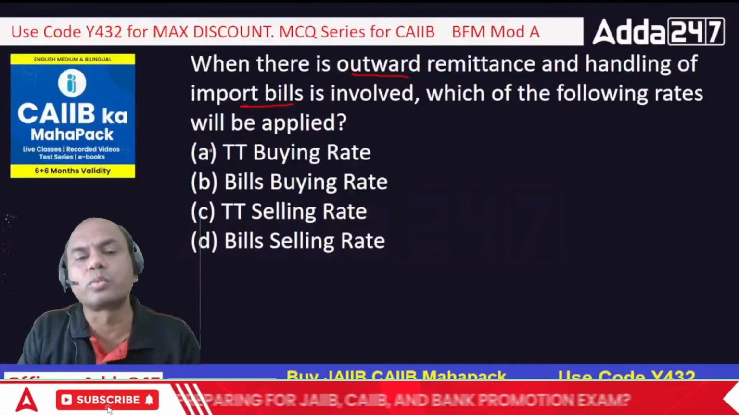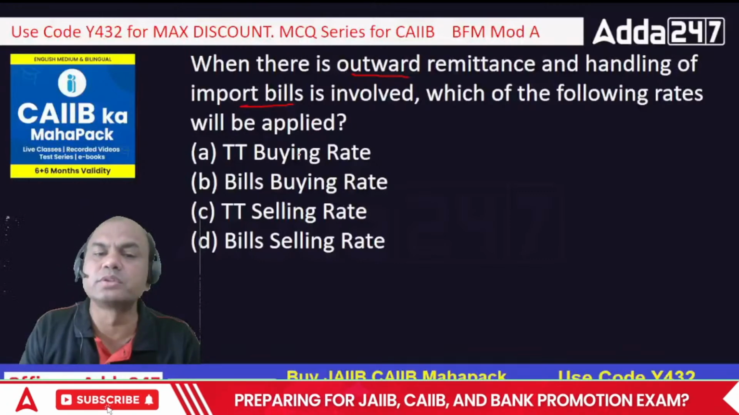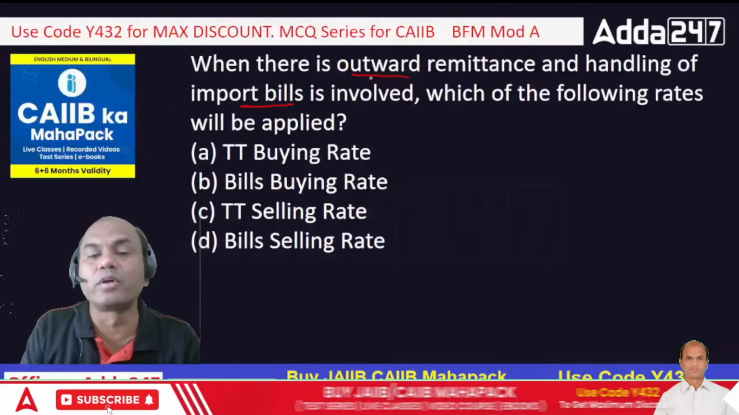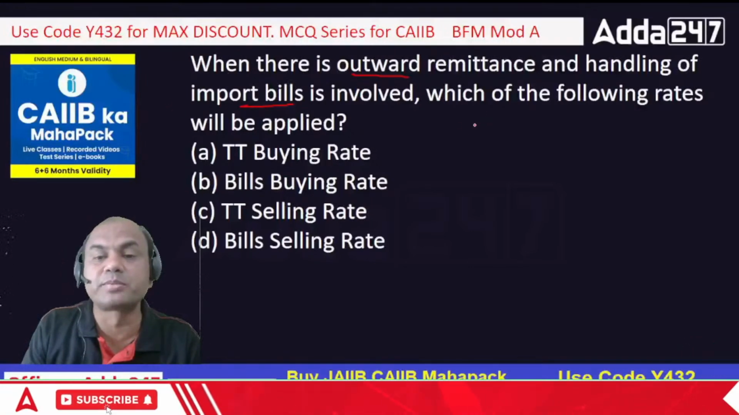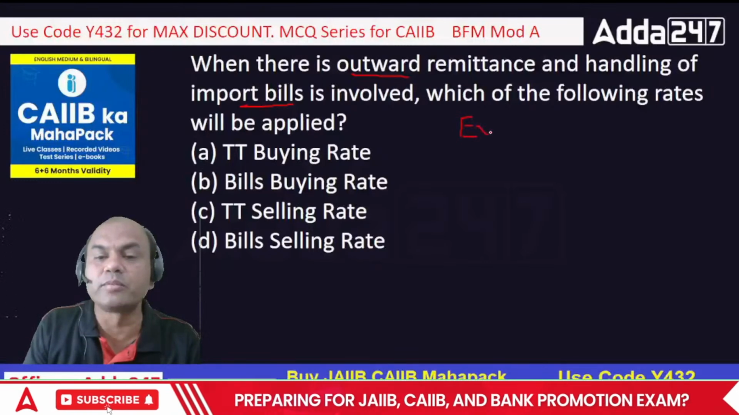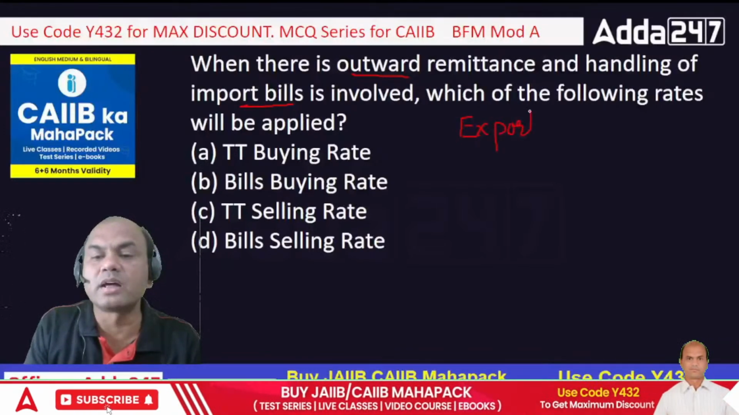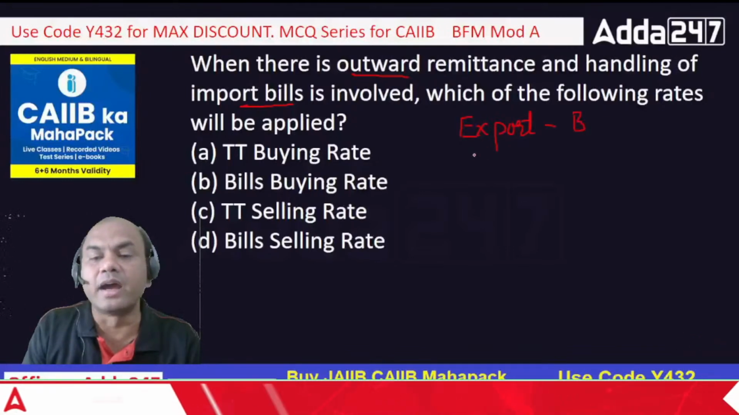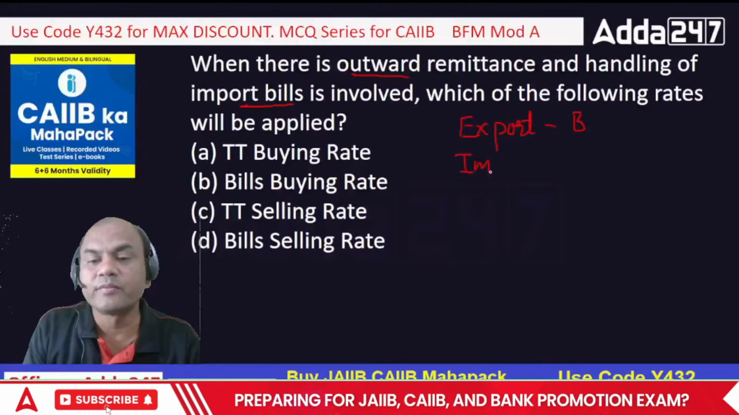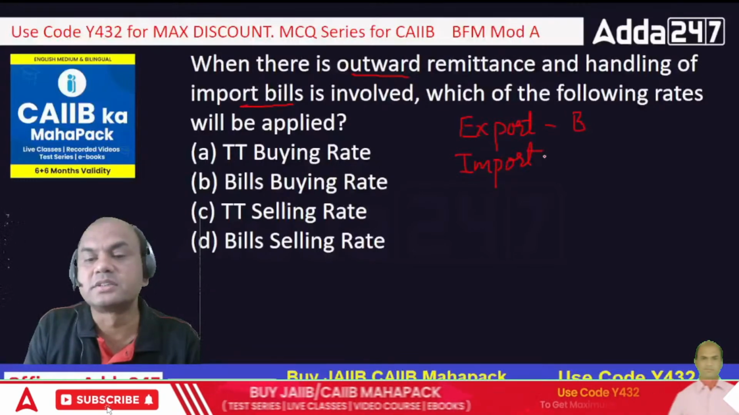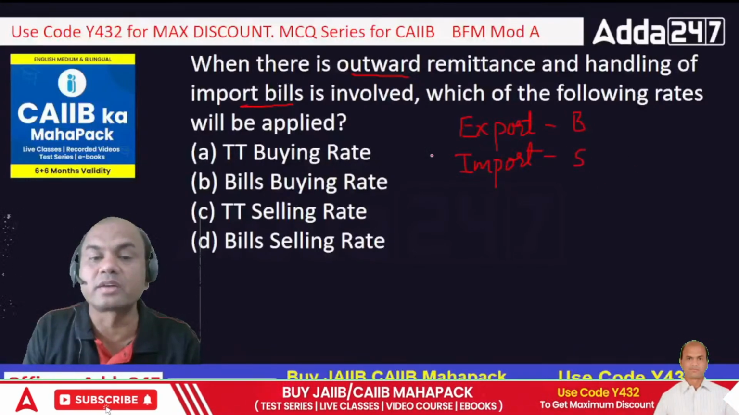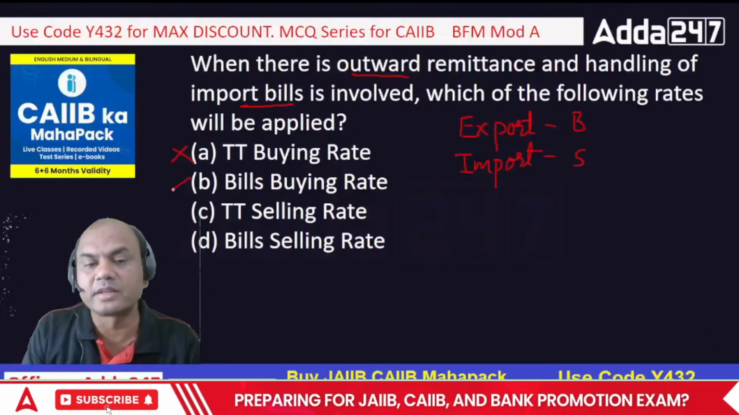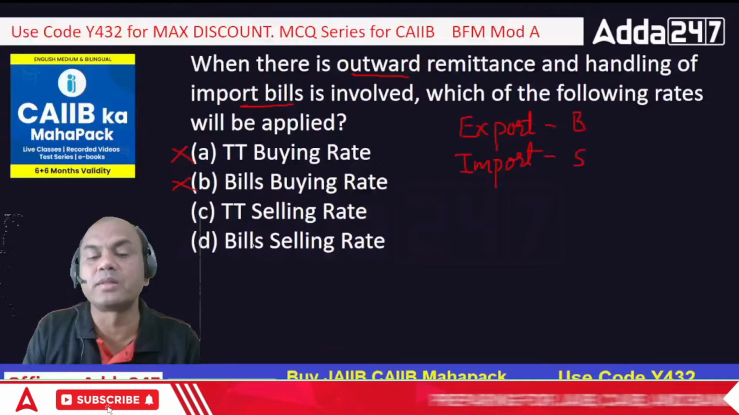So divide this problem into 2 parts. First, should I use buying or selling? That's the important part. Import means what? What did I tell you just now? Export is dollar buying, right? And import is selling. So import is selling over here. Firstly, remove all the buying rates. That is out. So now we have TT selling, and bill selling.